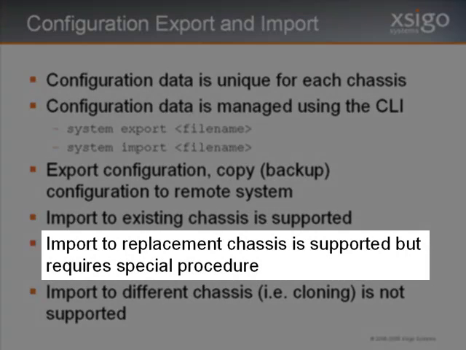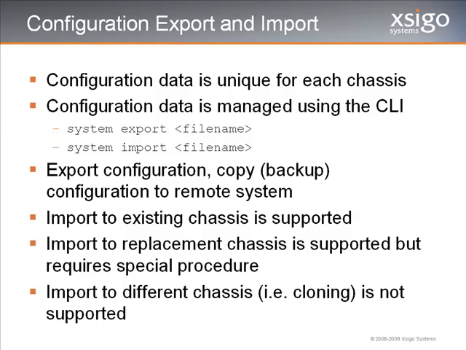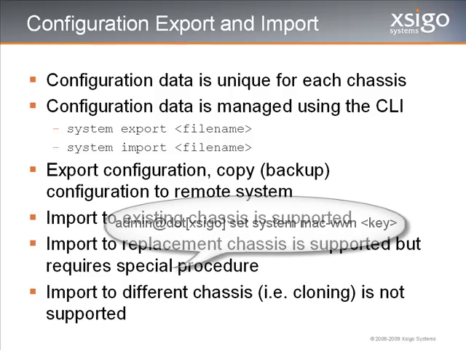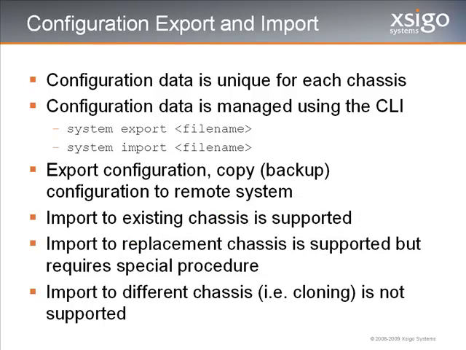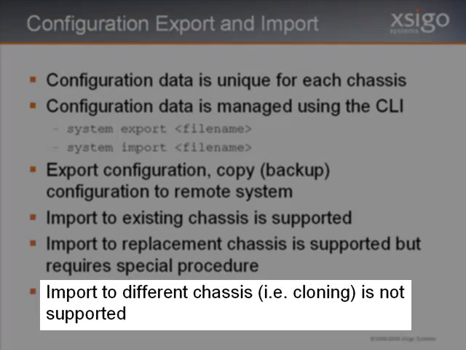The second possibility comes into play if an entire chassis fails for some reason. A replacement chassis can be used for recovery, but first, the base MAC and worldwide numbers must be set to those of the original chassis. There is a command to accomplish this, but it requires a key from Xsigo Systems. That's because Xsigo Systems must manage the use of MAC and worldwide name number pools to ensure there is no chance for duplication.